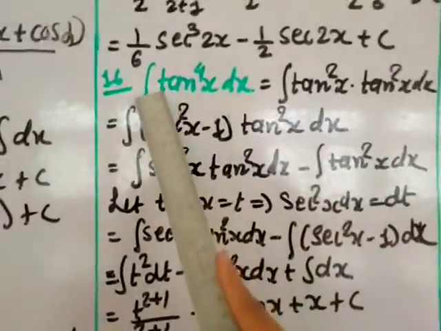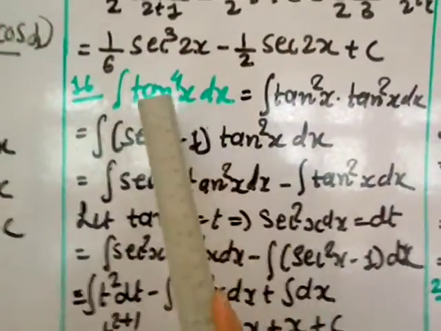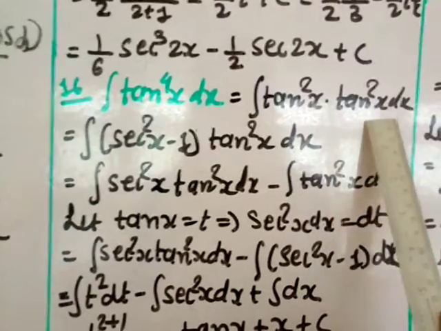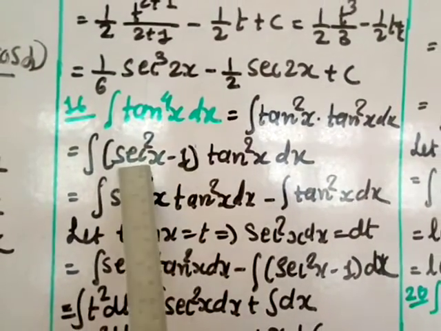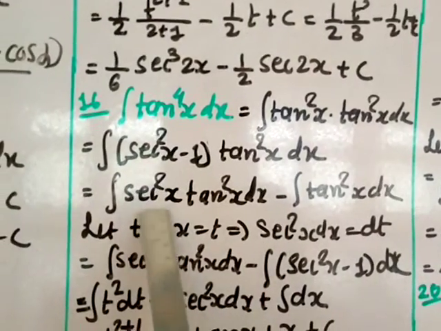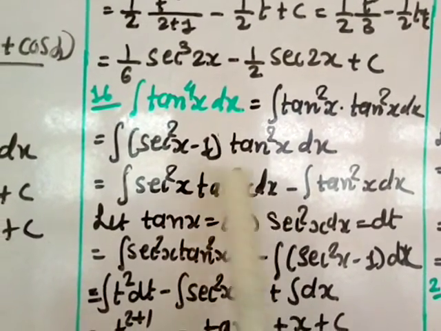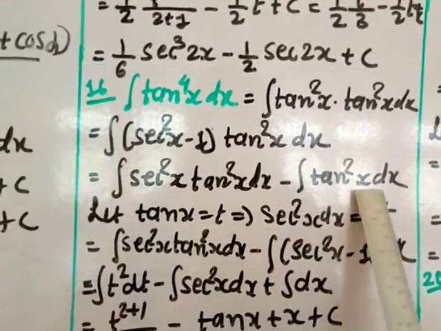Question number 16. Integral tan power 4x dx. I am writing this as tan square x into tan square x dx. One tan square I am writing as sec square x minus 1. This is the identity I am using. And multiply inside: sec square x into tan square x dx, minus integral tan square x dx.